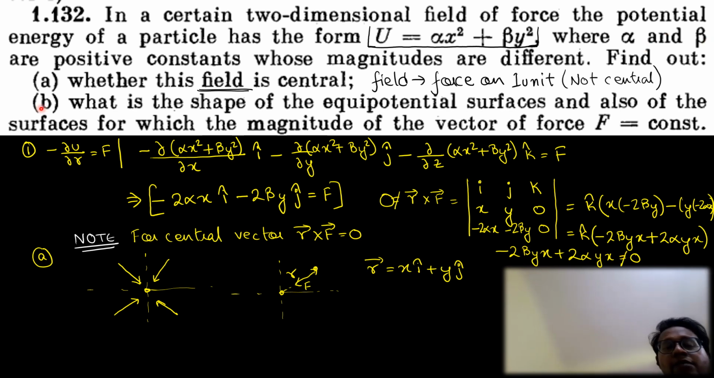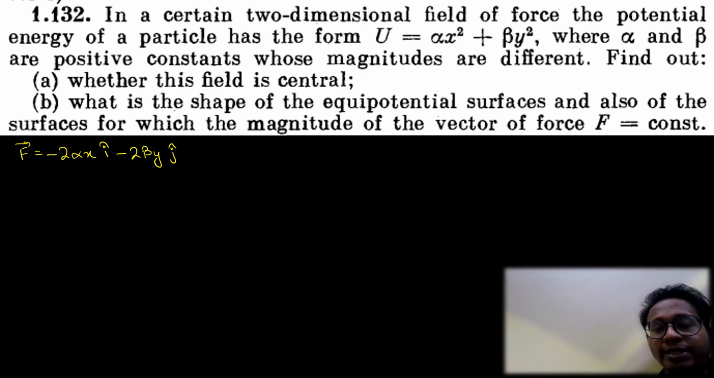Now the second part of the question is: what is the shape of the equipotential surface, and also the surface for which the magnitude of the vector force is constant. The magnitude of this force should be constant. Let's do the second part in the second slide. The second part is asking what is the shape of the equipotential surface.